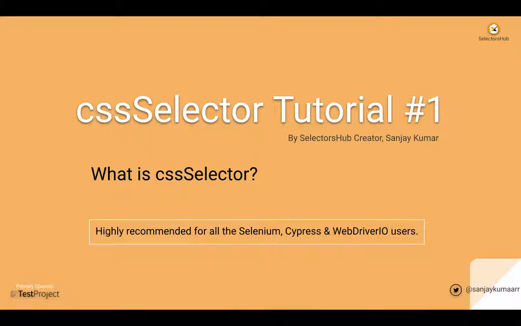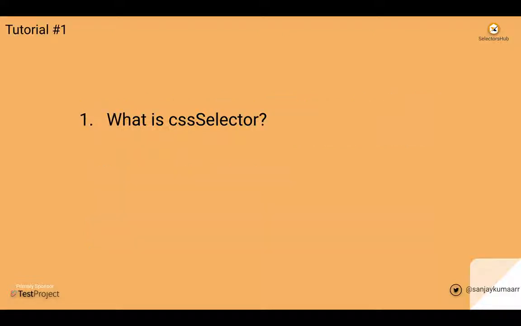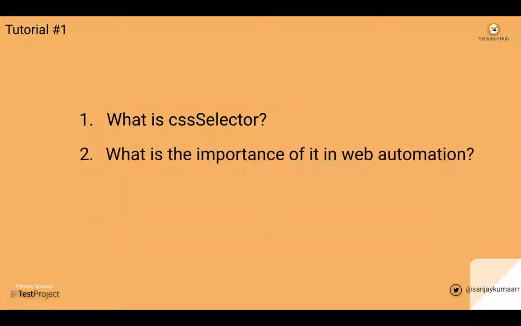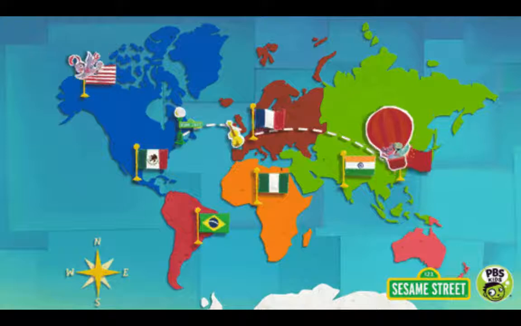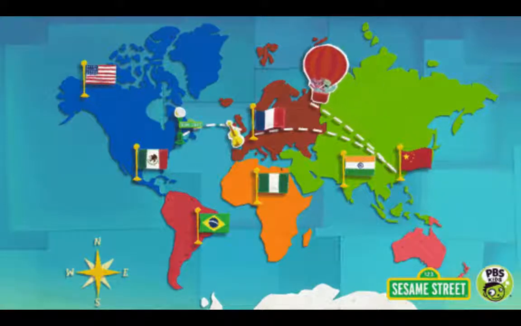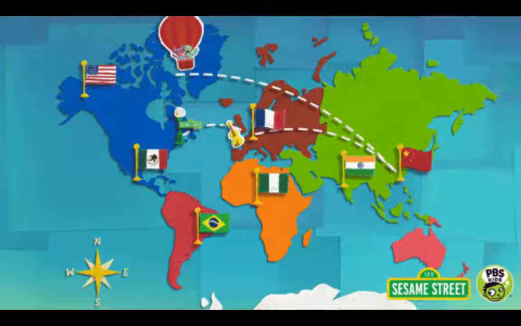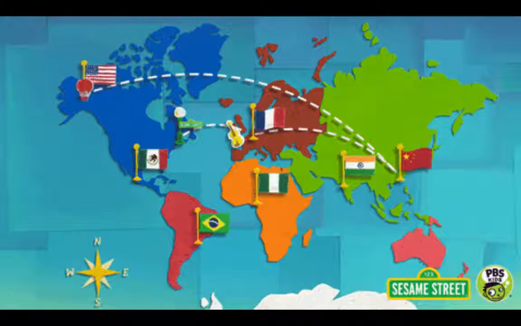In this tutorial, we will learn about what a CSS selector is, the importance of this selector in web automation, the different types of CSS selector, and a few more things. So a CSS selector is again an address of a web element in a web page. Like any other selector, it is used to locate a web element in a web page.